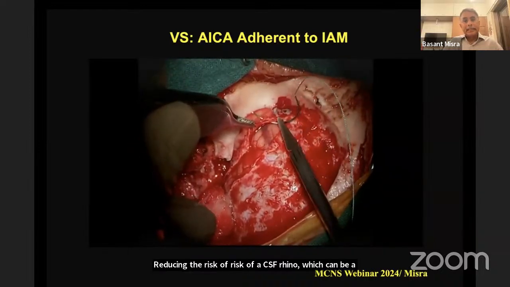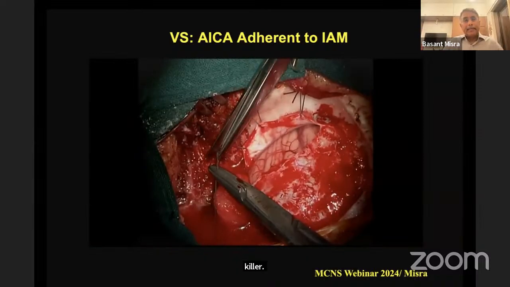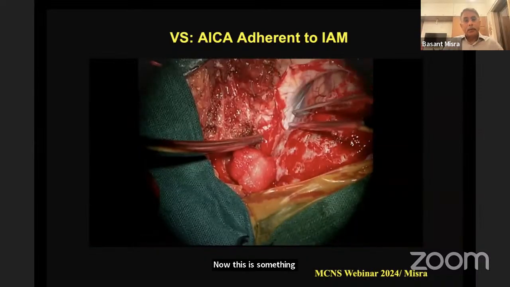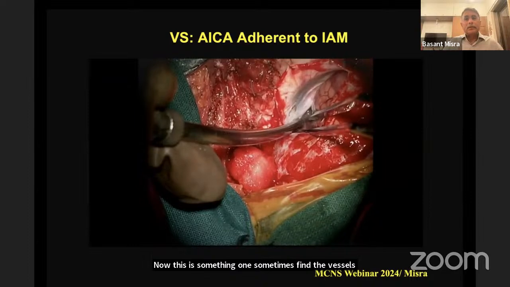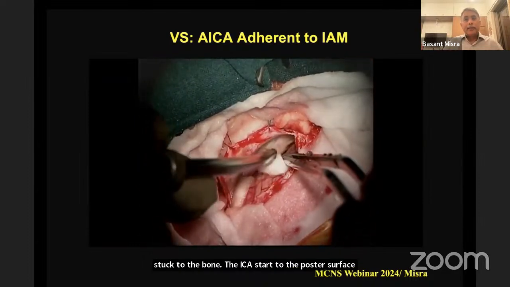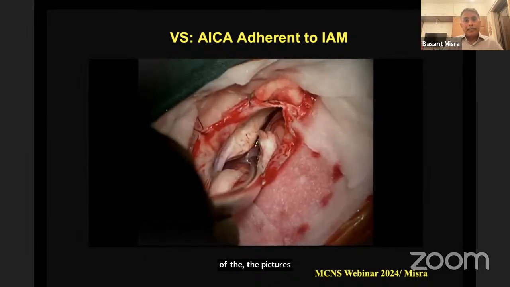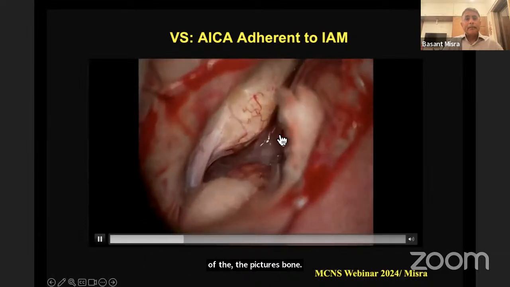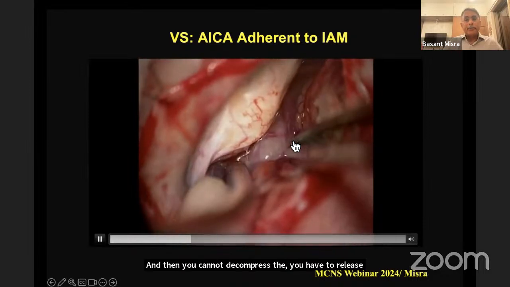Now, this is something one sometimes finds: the vessels stuck to the bone, the ICA stuck to the posterior surface of the petrous bone. And then you cannot decompress; you have to release the vessel before you can get into the tumor. It's a little problem, but you can do it.